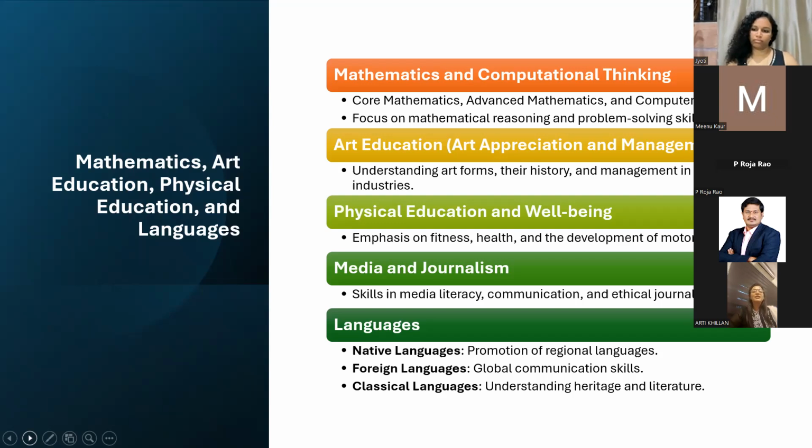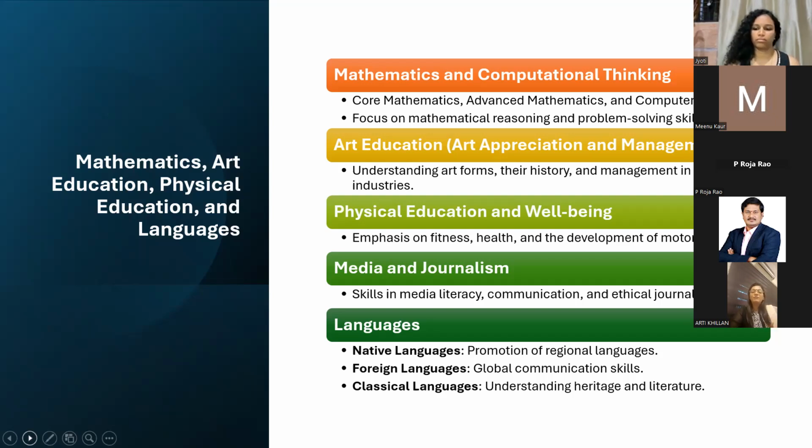And lastly, we have interdisciplinary areas where media and journalism are introduced. We teach students about media literacy. We make them aware of communication and ethical journalism. A variety of languages are offered. We have already discussed it in R1, R2, and R3. And this provides students with both regional linguistic skills and global communication capabilities.